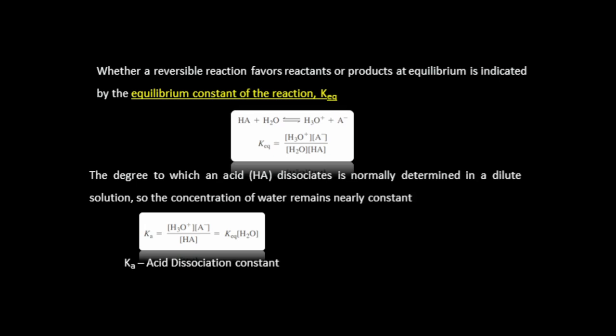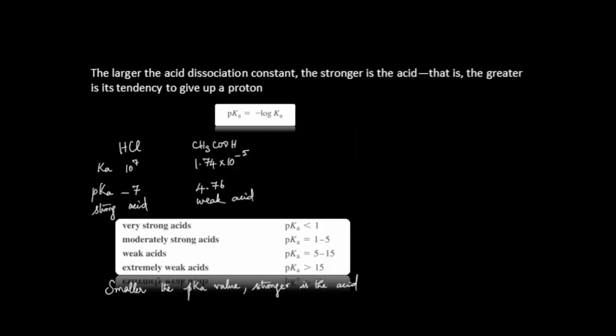Now we can define pKa. pKa is nothing but the negative logarithm of Ka, the acid dissociation constant. The larger the acid dissociation constant, the stronger is the acid, that is, it has a greater tendency to give up a proton. So pKa is the measure of the tendency of an acid to donate its proton, and we measure it using the negative logarithm of the Ka value.